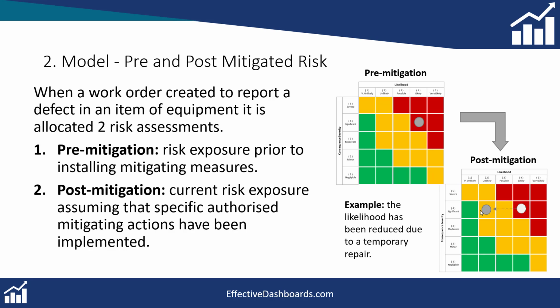So we want to be able to see how many of the work orders we've got have been subject to mitigation, and how much our risk is being reduced by that mitigation on an individual basis for each of these risk ranking squares, and also for the groups as a whole. So the red, the yellow, and the green groups as a whole.